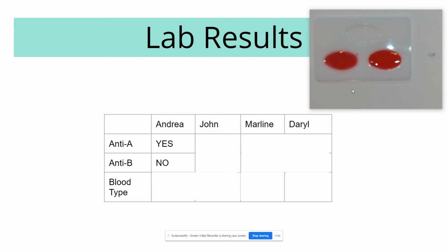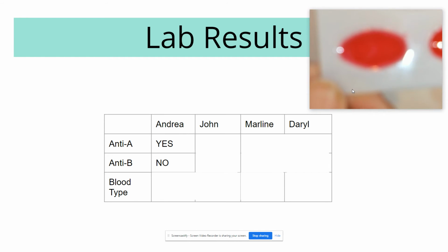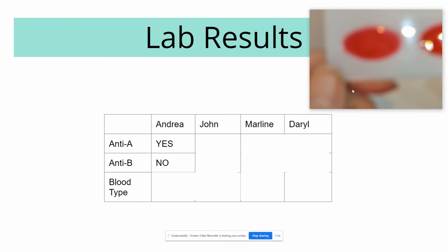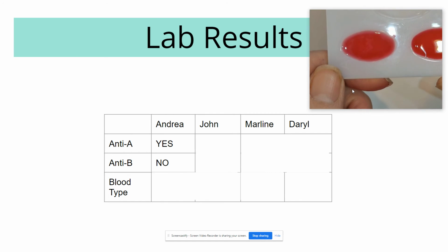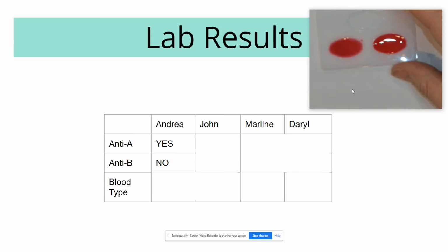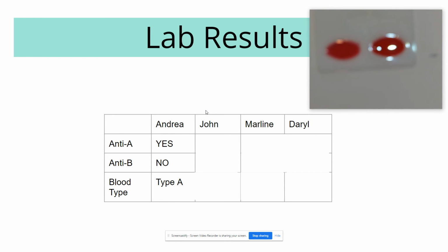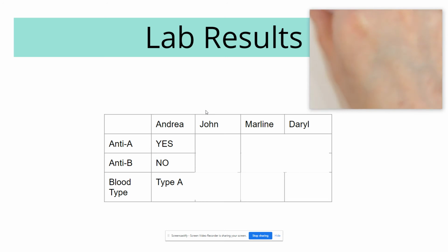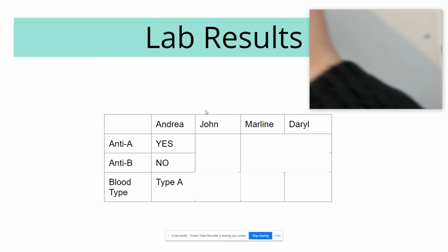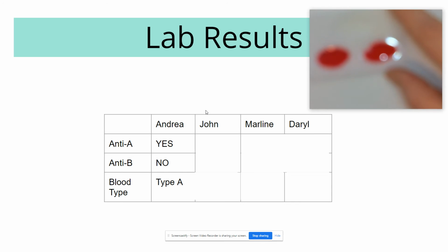Let me see if that will focus for you. You can barely see the result here on the left with the A. Let me bring it up closer, see if it will focus. There it goes. You can see how it's barely clumping in there. That is still a clumping response. So it was my bad. That was the wrong person. This is Andrea. She is a yes to anti-A and a no to anti-B. So that gives her type A blood. The one that we were looking at that had no response to either, that was John, who was the father.